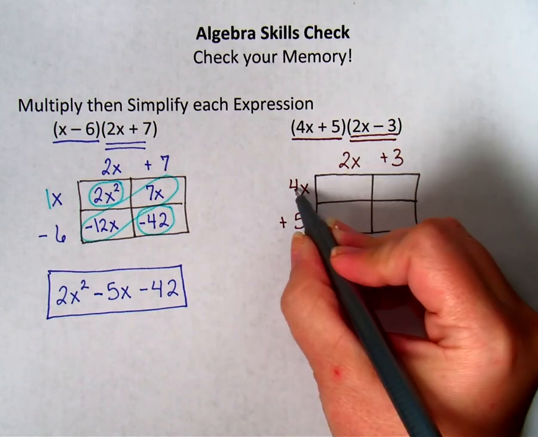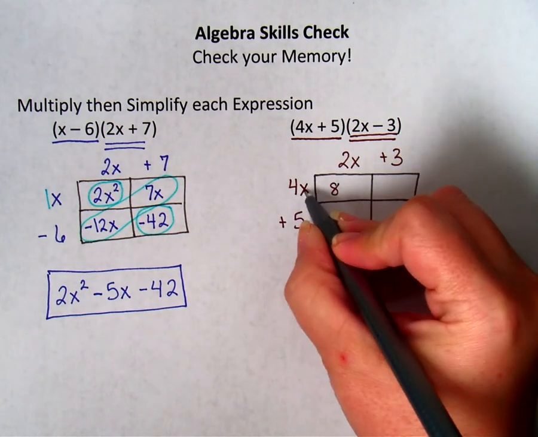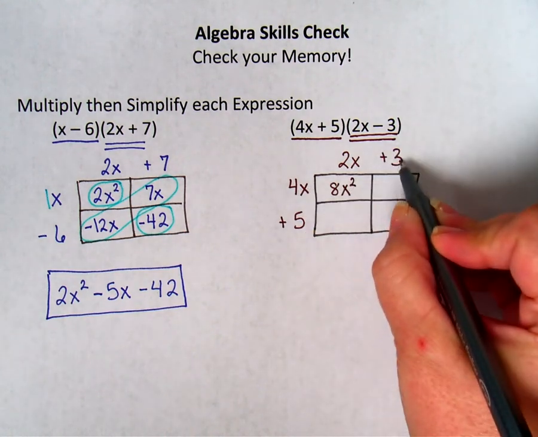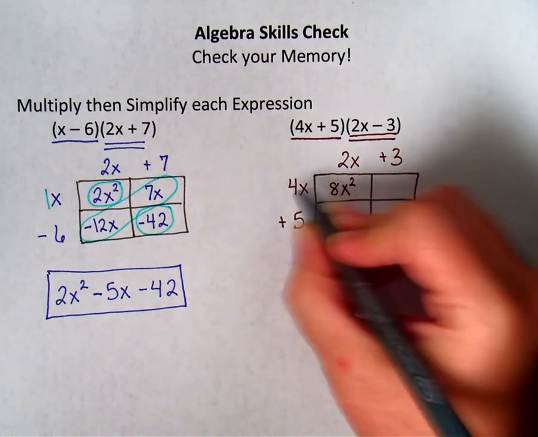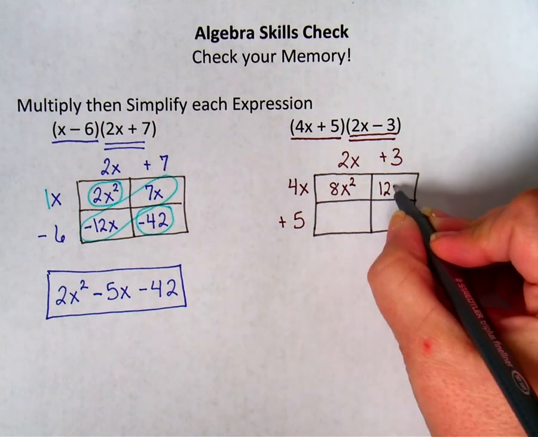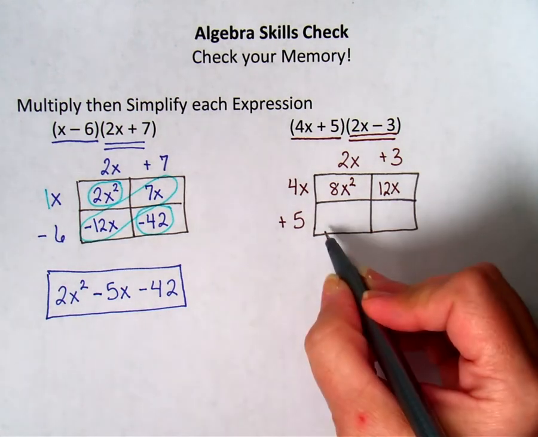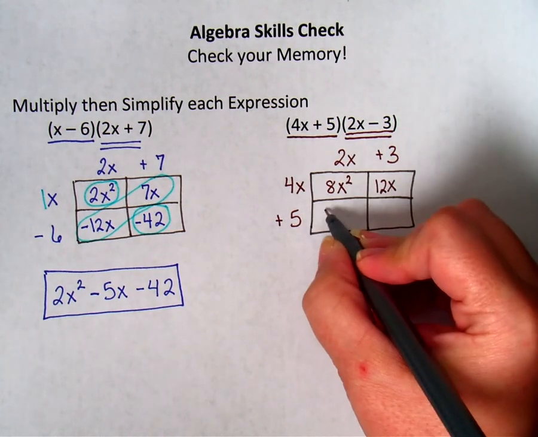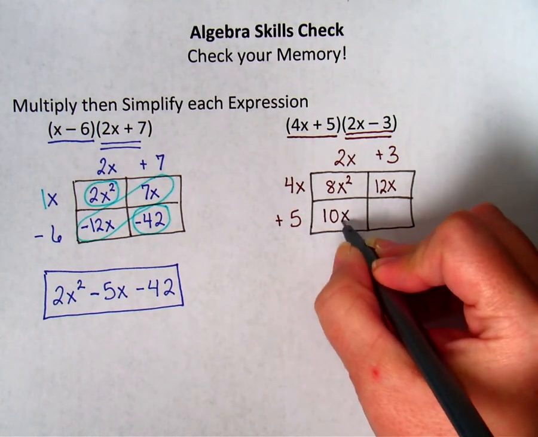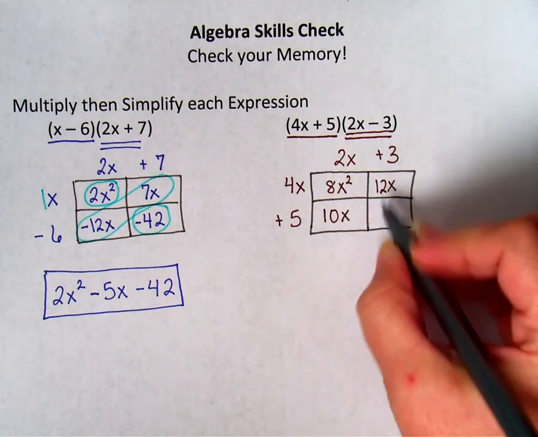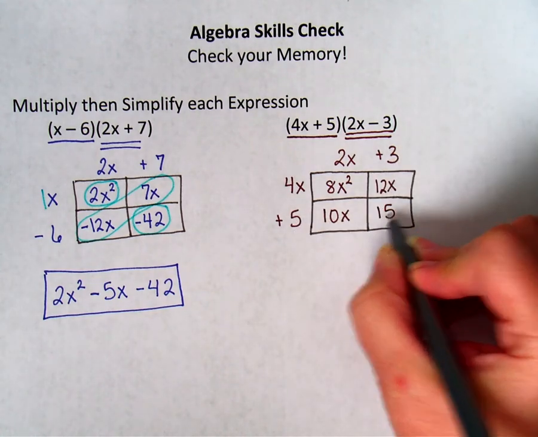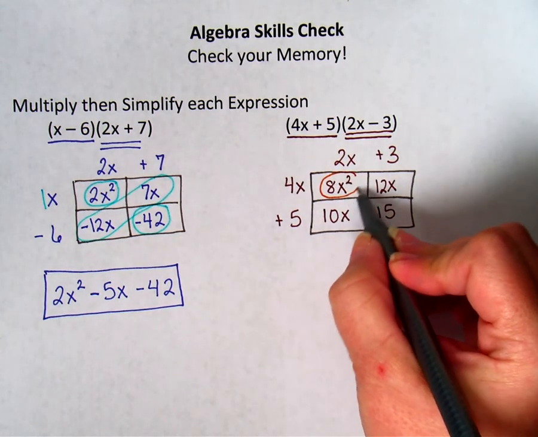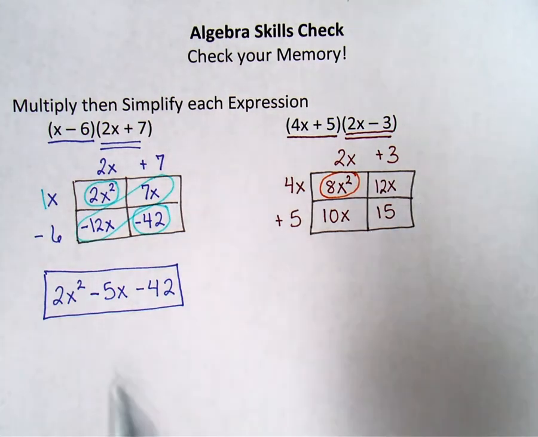So 4x times 2x. 4 times 2 is 8. X times x is x squared. 4x times 3. 4 times 3 is 12, and then I still have the x. And then we'll come to the next row. 5 times 2x. A positive 5 times 2x is a positive 10x. And then a positive 5 times a positive 3 is a positive 15. So now we will combine our like terms. So the only one that has an x squared is this one here, so that's going to be 8x squared.